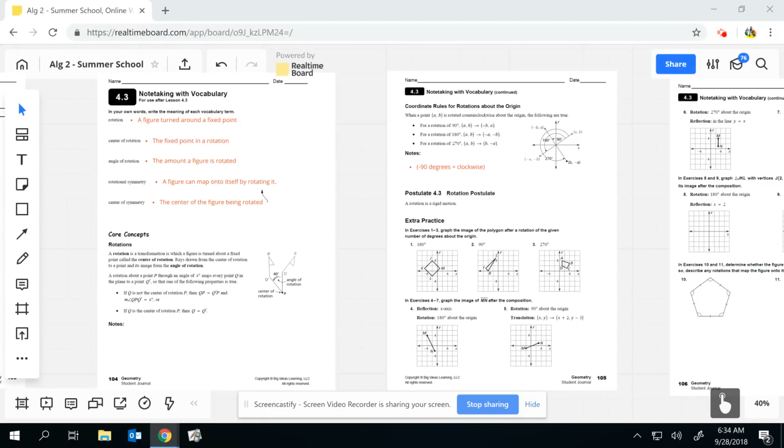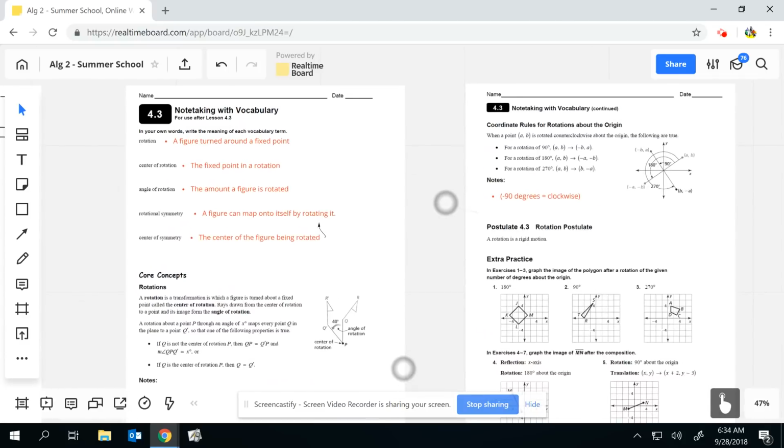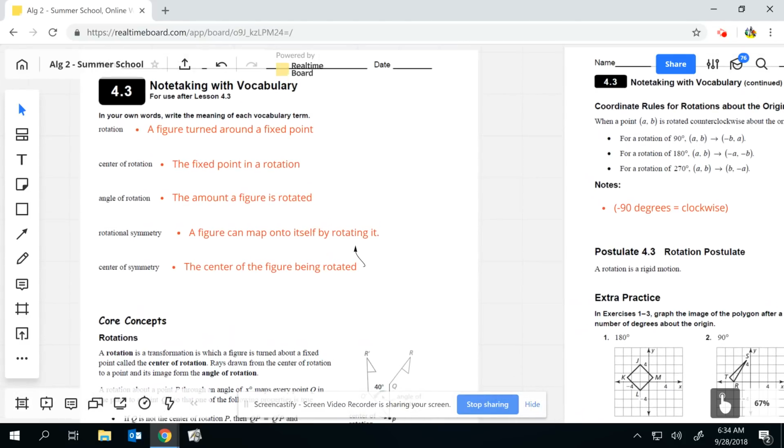All right, guys, I just wanted to start on page 104 for your section 4.3 notes, and then we'll go backwards and do a few of the other explorations. But wanted to start with the vocab. So if you take a look at the vocab, try to keep it short.